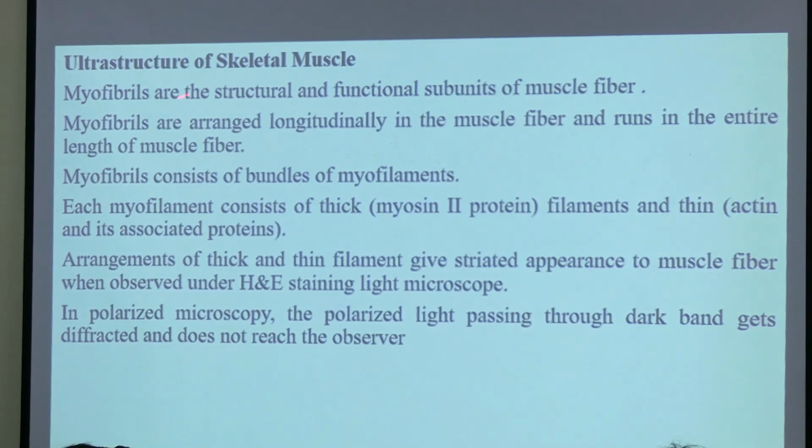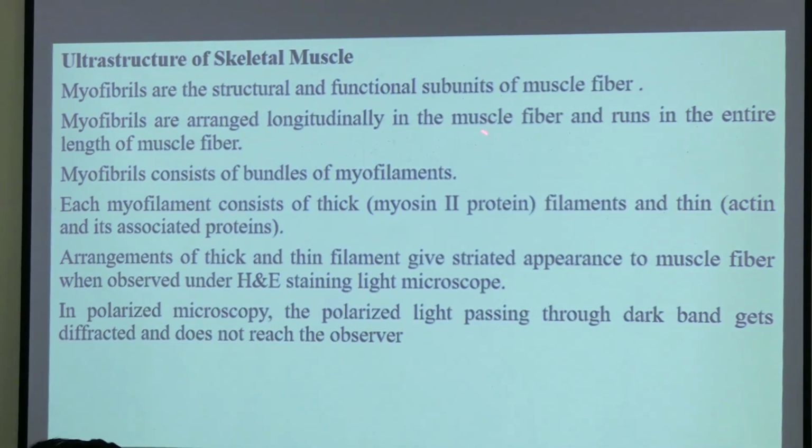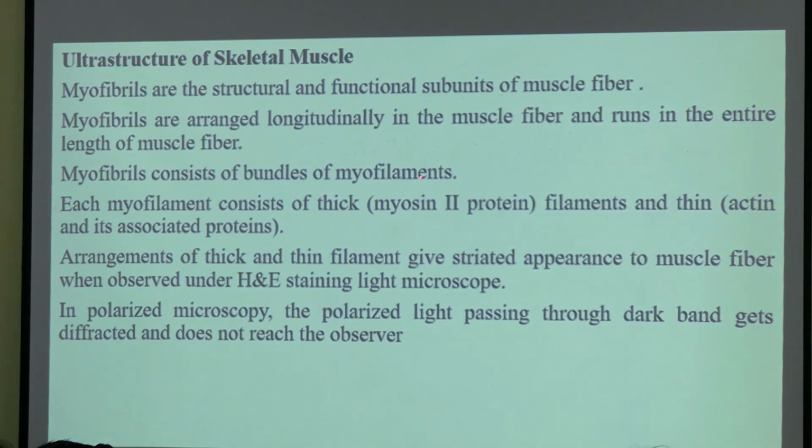Okay, so these are the structural and functional subunit of the muscle fiber, the myofibrils. They are arranged longitudinally and run throughout the length of the muscle fiber. Now these myofibrils consist of bundles of myofilaments, and these myofilaments consist of thick filaments, also called myosin, and thin filaments, also called actin. Like this, the myofilaments are formed.